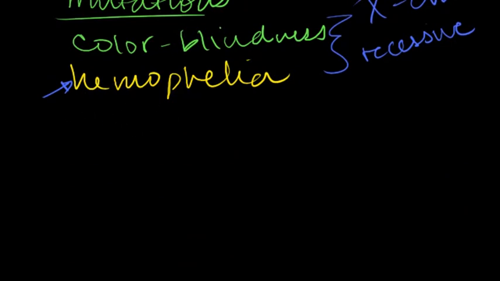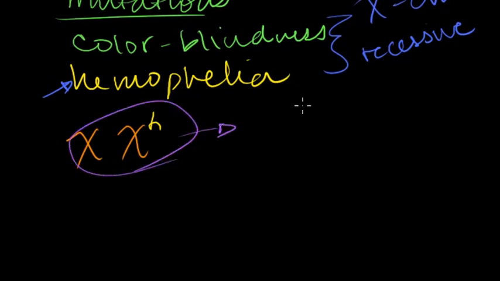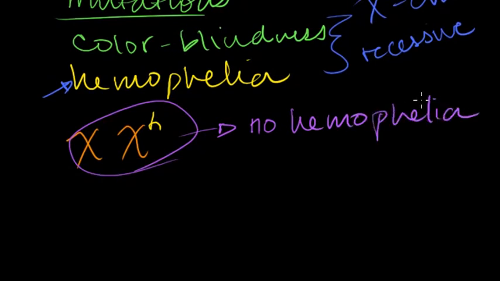So for example, if there's a woman, and let's say this is her genotype. She has one regular X chromosome, and then she has one X chromosome that has, I'll put a little superscript there for hemophilia, the hemophilia mutation. She's just going to be a carrier. Her phenotype is going to be no hemophilia. She'll have no problem clotting her blood.